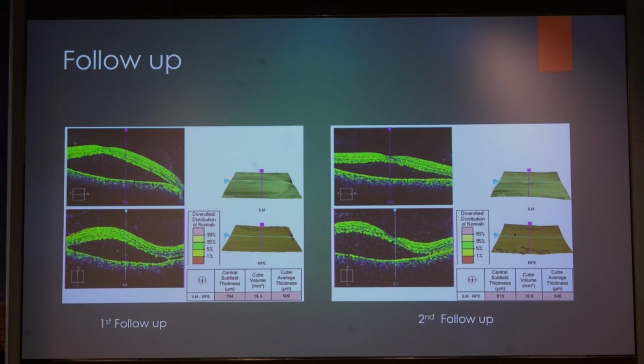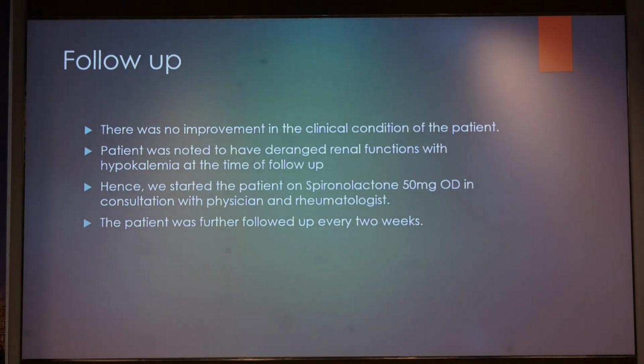During the first and second follow-up, we saw no improvement in her clinical presentation or in any OCT changes in the CSCR. There was no improvement in the clinical condition of the patient. The patient was noted to have deranged renal functions with hypokalemia at the time of follow-ups. Hence, we started the patient on spironolactone 50 milligrams OD in consultation with a physician and rheumatologist.